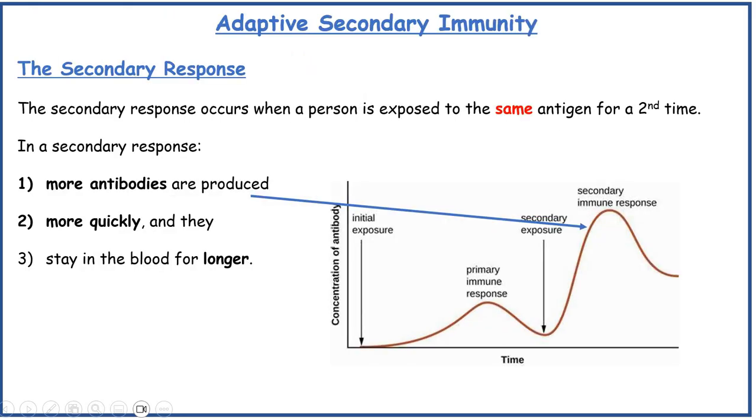So, the secondary response is an adaptive secondary immunity. The secondary response occurs when a person is exposed to the same antigen for the second time. In a secondary response, you can see that more antibodies are produced and more quickly. So this line is steeper and it also goes higher. So more antibodies are produced and they're produced more quickly and they stay in the blood for longer.